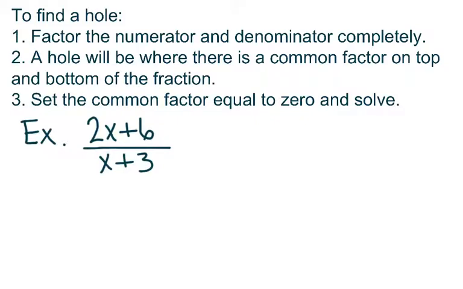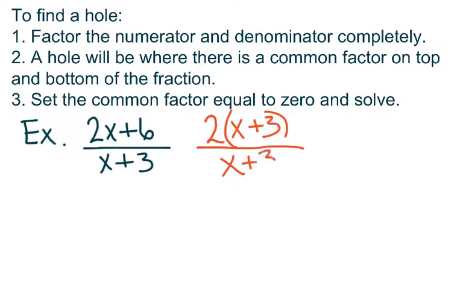So first thing we're going to do is we're going to factor the numerator and denominator. So if I look at the numerator, it has a GCF of 2. And then I'm going to take out that 2, so I'm going to divide each of those terms by 2. So 2x divided by 2 is x, and then 6 divided by 2 is 3. On the bottom, there's not a GCF I can bring out, so it just stays x plus 3. So we have step 1 taken care of.